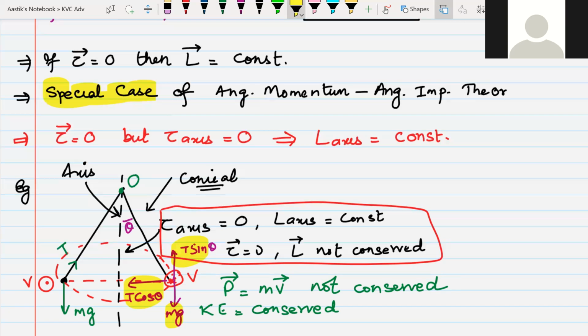Sir, L vector. L is not changing in magnitude. It is just changing in direction. You can write this if you want: L does not change in magnitude, it only changes in direction. Here along the axis, the direction is always constant. It is not changing, and therefore it is conserved.